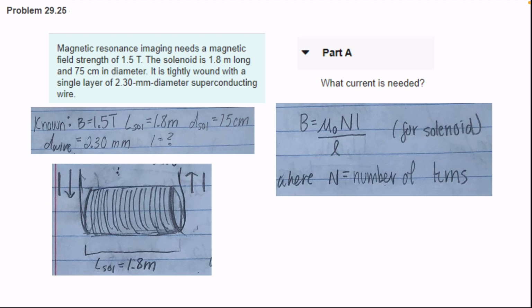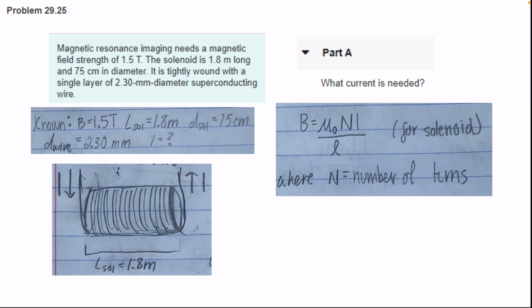So our equation that we're going to be using for this is derived from Ampere's law, I believe. It is in the book, but it is generally just a given equation that the magnetic field for a solenoid is mu naught times N times I over L, where N is the number of turns of the coil.